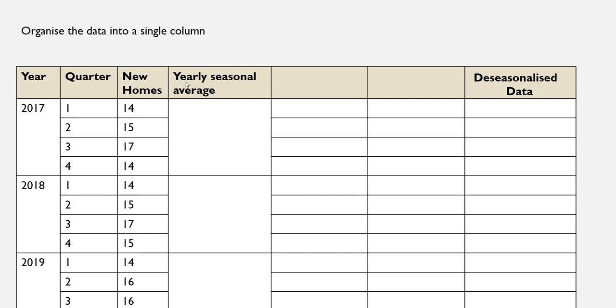The next thing to do is we need to calculate our yearly seasonal average. So we're going to add up our new homes built for the whole year and divide it by the number of quarters. So the yearly average for each quarter in 2017 was 15. For each quarter, the average was 15.25 for 2018. And then once again in 2019, the average for each quarter was 15.